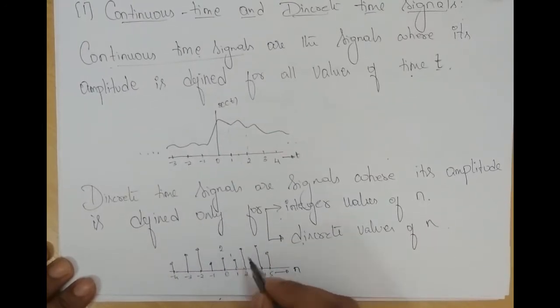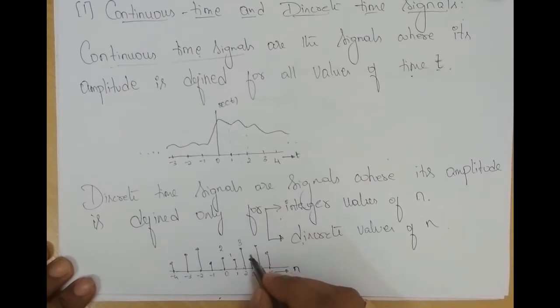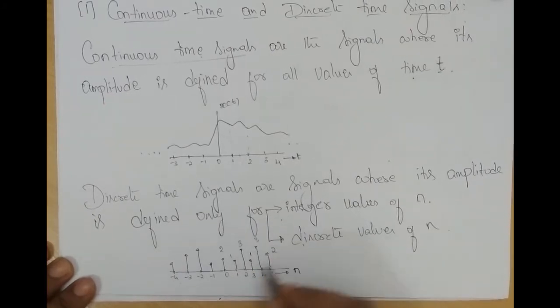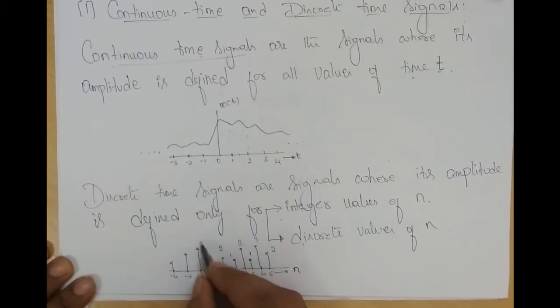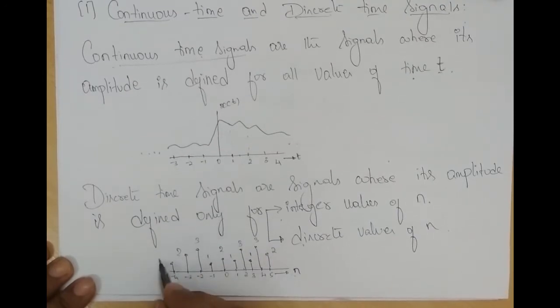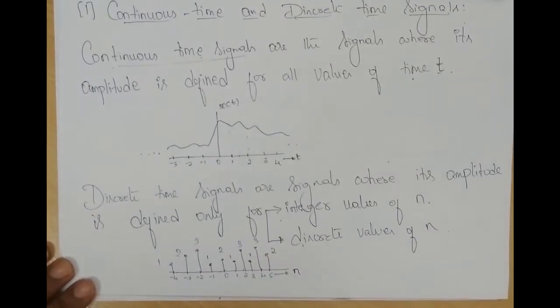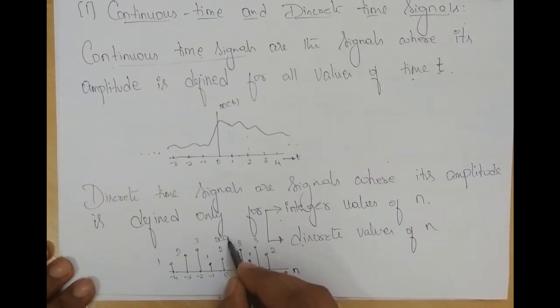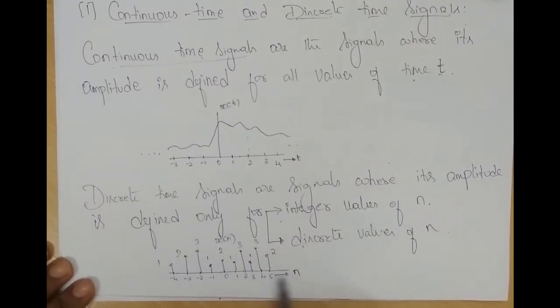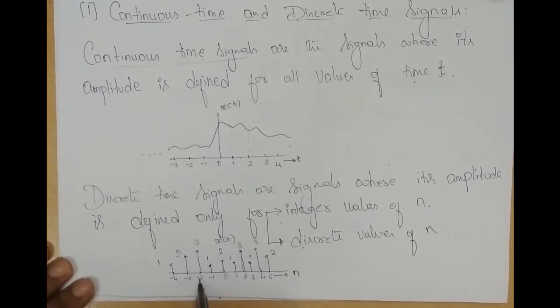So this is 2, 1, 3, 1, 3, 2, and this is 1, this is 3, this is 2, and this is 1. You give me any integer in this signal, so this is x of n, right? Say at n equal to 0, I have the amplitude sample and its value is 2. At n equal to 2, I have a sample and its amplitude is 3. At n equal to -2, I have a sample and its amplitude is 3, right?